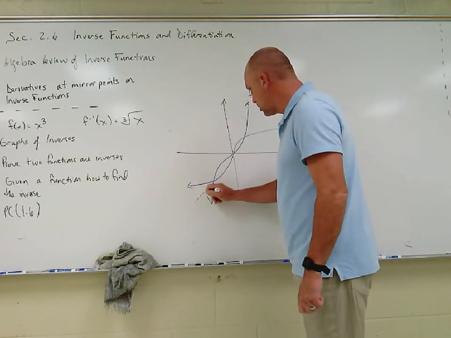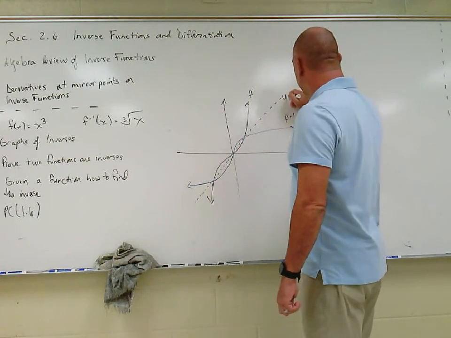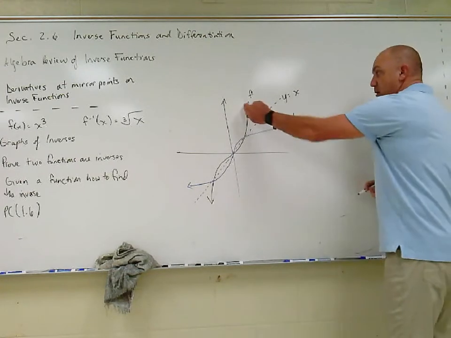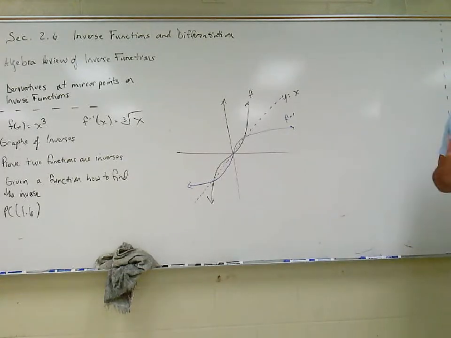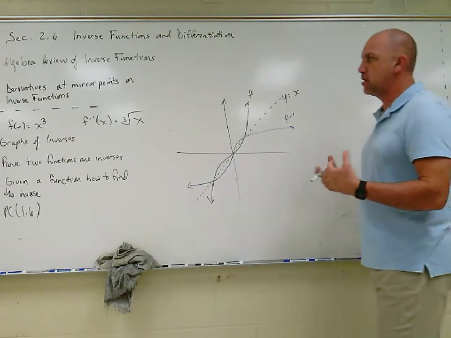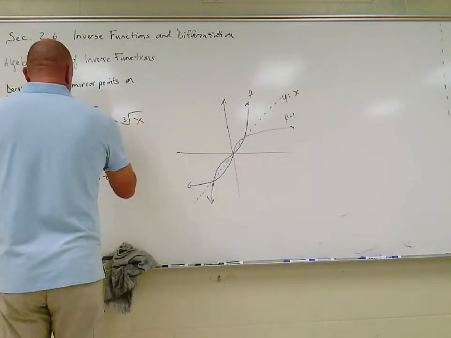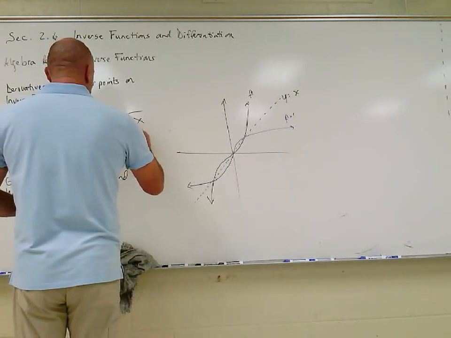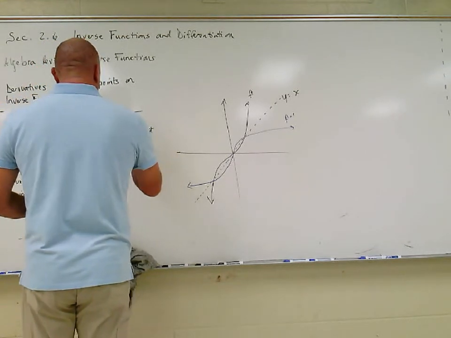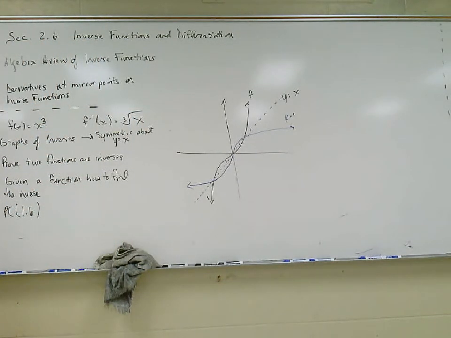So if I draw the line y equal to x through here, and if I were to fold each graph or flip each graph about y equal to x, it should land on the other graph. Okay, so that's the symmetry that we have. So for the graphs of inverses, they are symmetric about y equals x. Okay, so the graphs of inverse functions are symmetric about y equals x. All right.